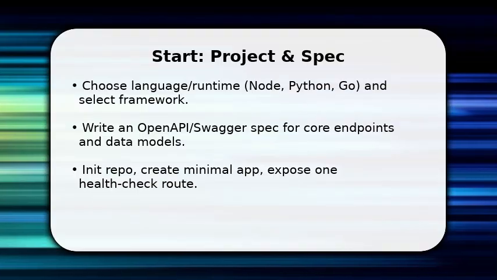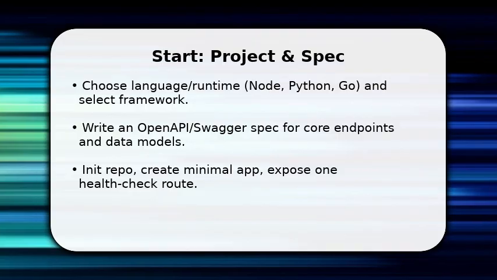You begin by choosing a language and framework that fits your team and latency needs. Pick Node, Python, or Go and scaffold a project. Create a concise OpenAPI spec for the first endpoints so you have a contract to implement.